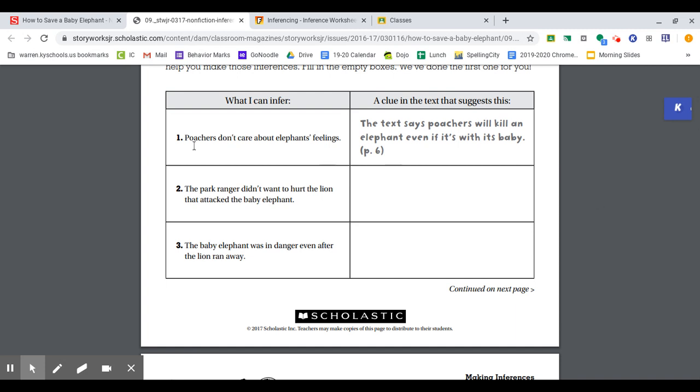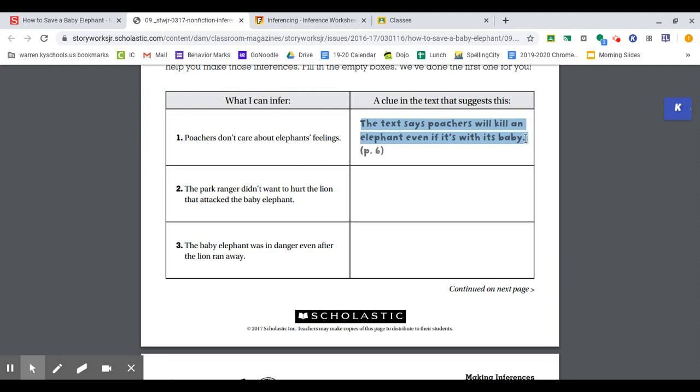So number one, we'll talk about that. They give you the directions and the answer. What I can infer, poachers don't care about elephants' feelings. So that is an inference based on what we can read from the clues in the text. But how do we know this? What does the text say about poachers and elephants' feelings? So if you look, they've already gave us the answer for this one.